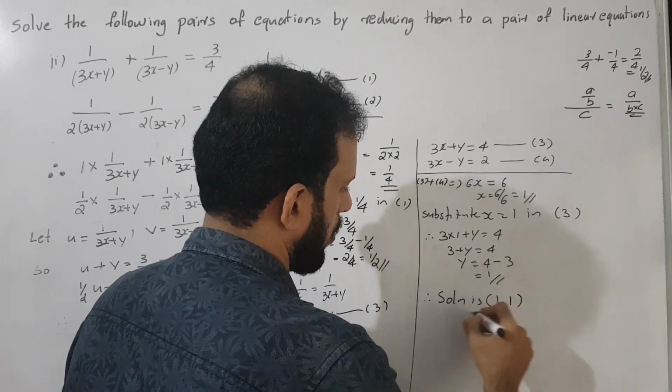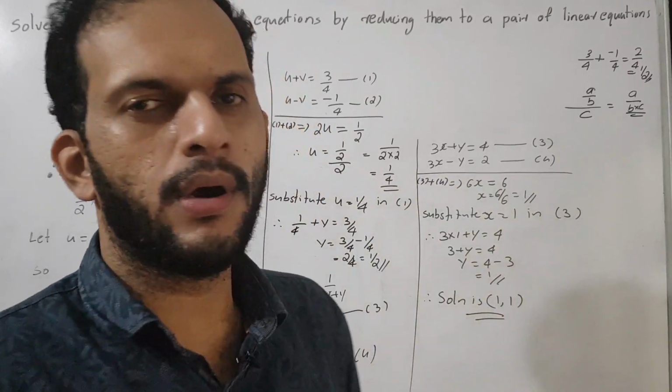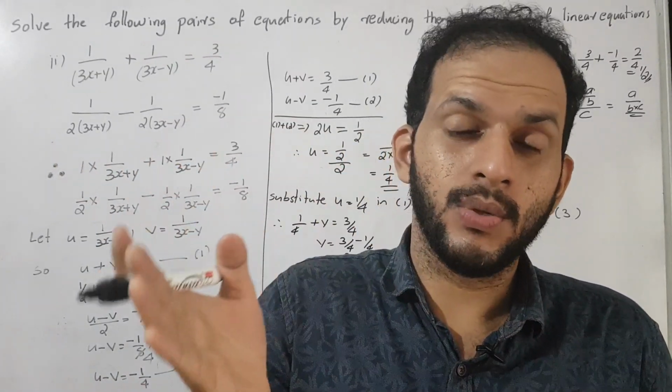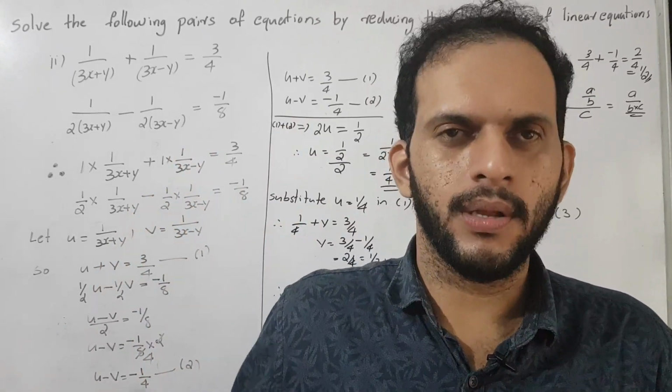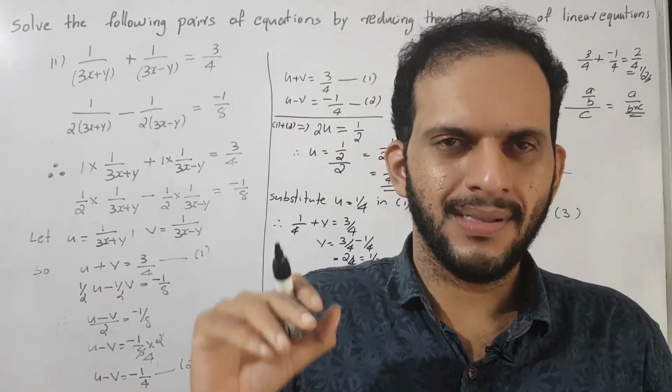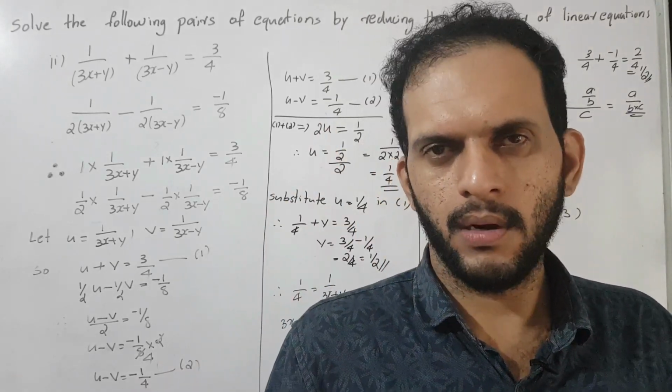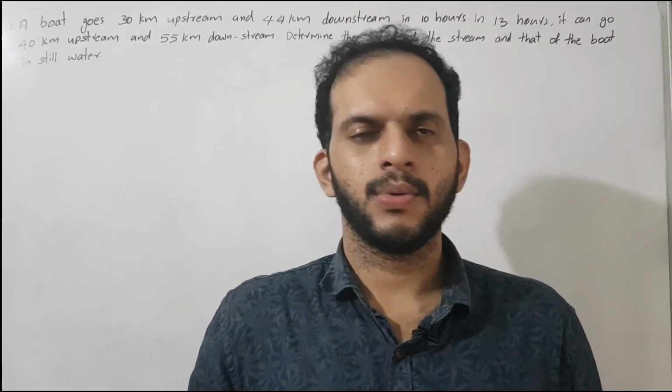So therefore the solution is, what is the solution? 1, 1. Okay. Now we got the value of x is equal to 1 and the value of y is also 1. I think you got the idea. Only the difference is, in this question we use the elimination method 2 times. Clear? We go to the next question.